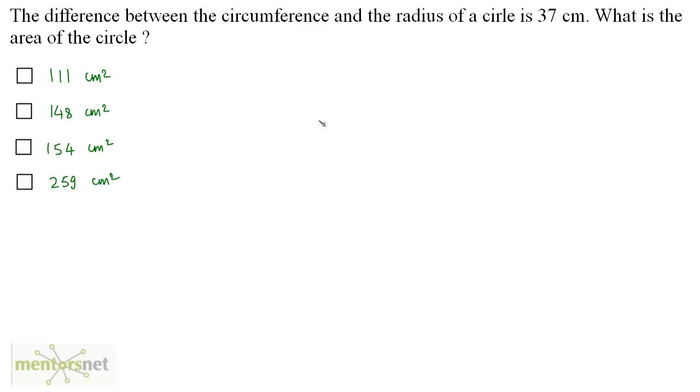The difference between the circumference and the radius of a circle is 37 centimeters. What is the area of this circle? Well, we have been given the difference between the circumference and the radius, and that's 37. Well, what is the formula for circumference? That is 2 pi r. So 2 pi r minus r on the left hand side we have, and on the right hand side we have 37, right? So if I take r common, I get r times (2 pi minus 1) is equal to 37.